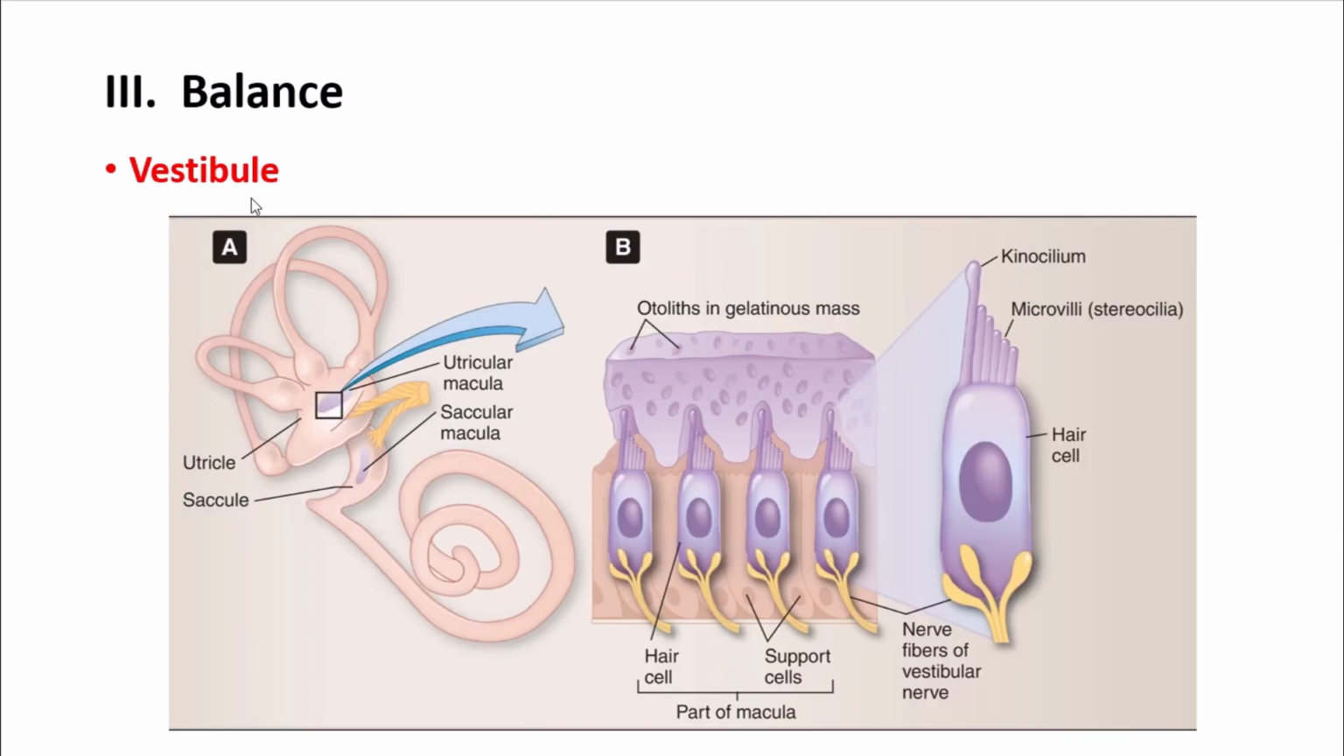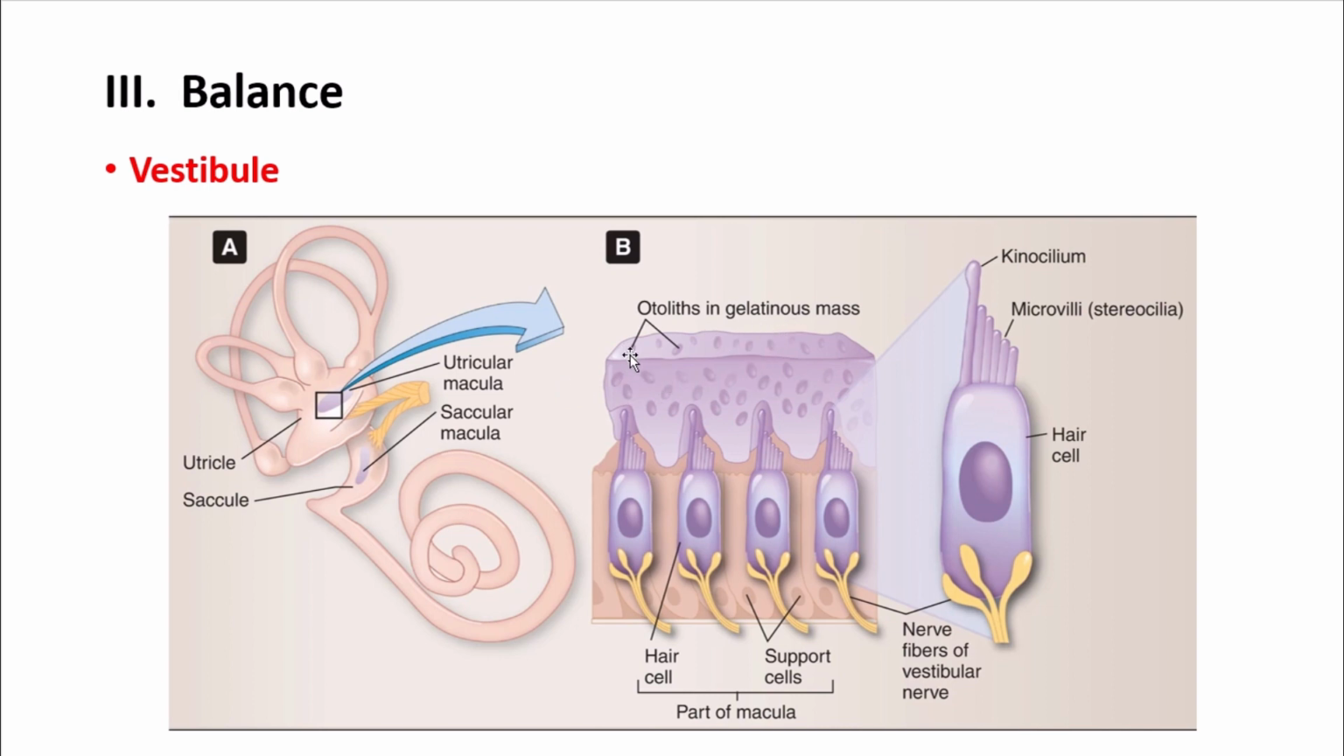The vestibule also has, so this is the vestibule, the utricle and saccule, as I talked about before. They also have hair cells, and these are called macula. So the macula is located in the utricle and saccule. These hair cells have stereocilia, but they have something else: a membrane. It's a gelatinous membrane. This is called the gelatinous membrane.